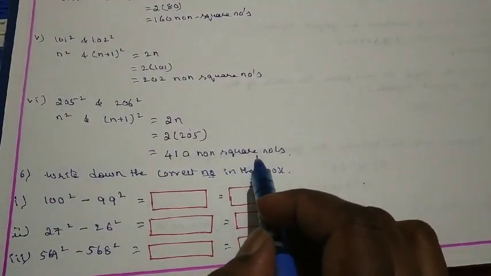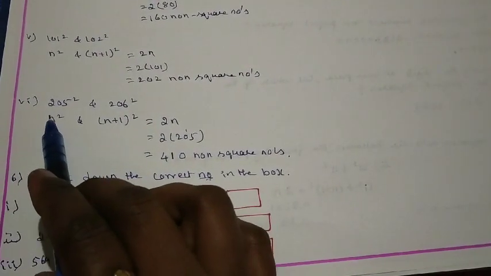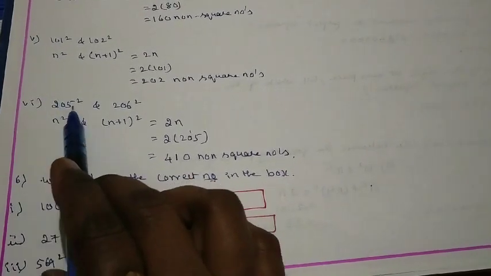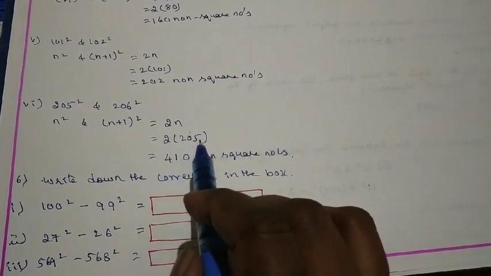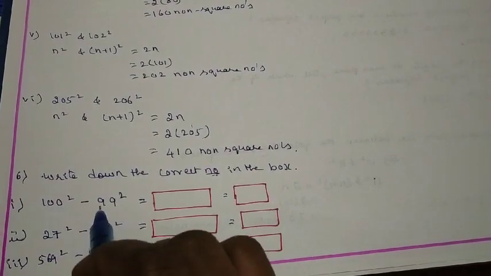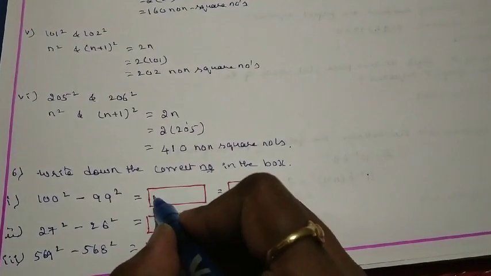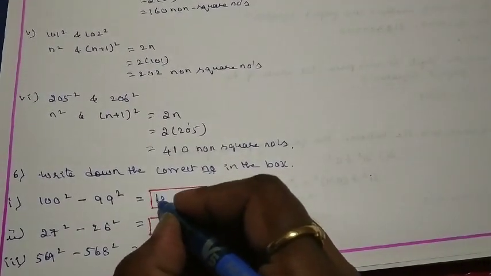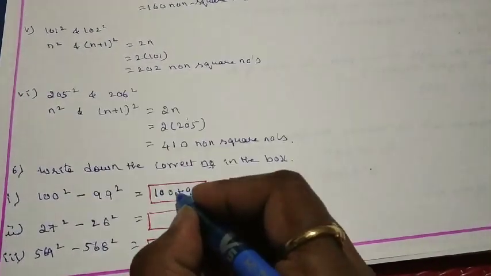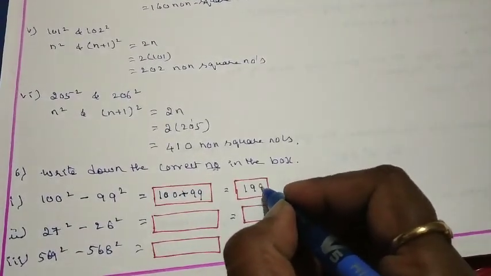To find the non-square numbers we have the formula 2n, where n stands for the square root of the smaller square number, only the smaller number. You should not consider the square itself. Only before coming to the square, the base is what we need to consider, that is 2 into 205 equals 410. Whereas here he is asking the difference between two consecutive square numbers. So 100 square minus 99 square: we have learnt the difference of two consecutive square numbers is nothing but the sum of the numbers, that is 100 plus 99, which is 199.